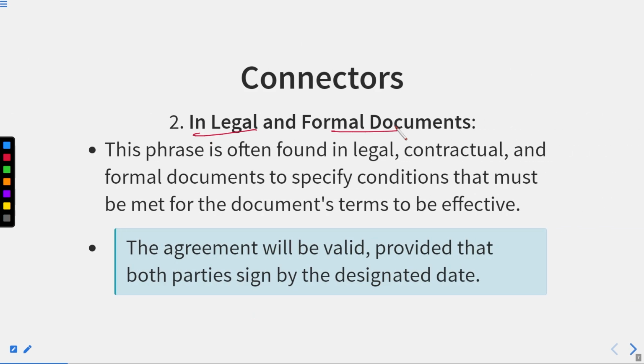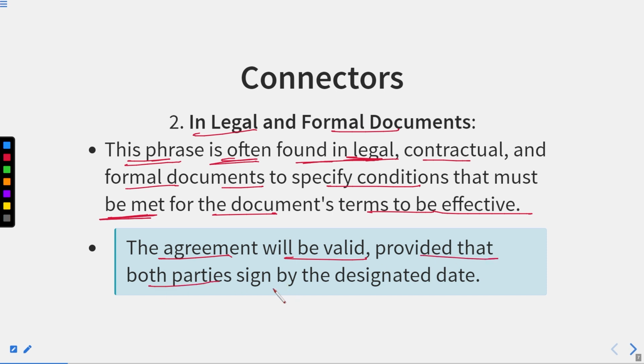In legal and formal documents, this phrase is often found in legal, contractual, and formal documents. This is very, very important in case of legal documents to specify conditions that must be met for the document's terms to be effective. The agreement will be valid provided that both parties sign by the designated date. It means the date which has been designated, they should sign it before that. Only after that the agreement will be valid. Otherwise, it will not. So, provided that makes a deadline for someone to do that before time.